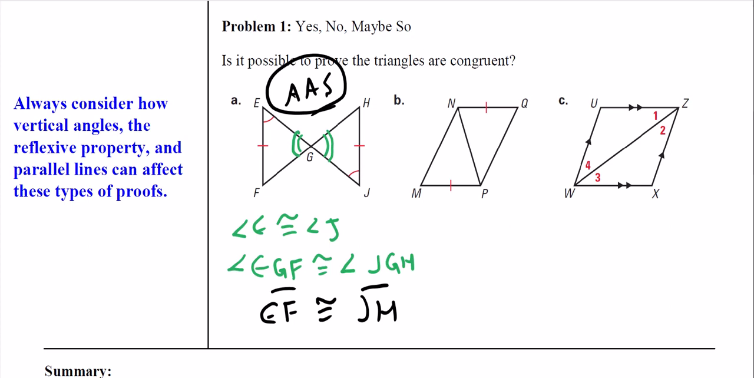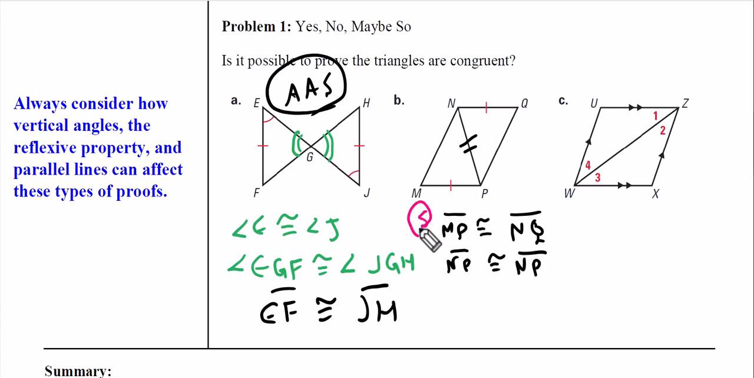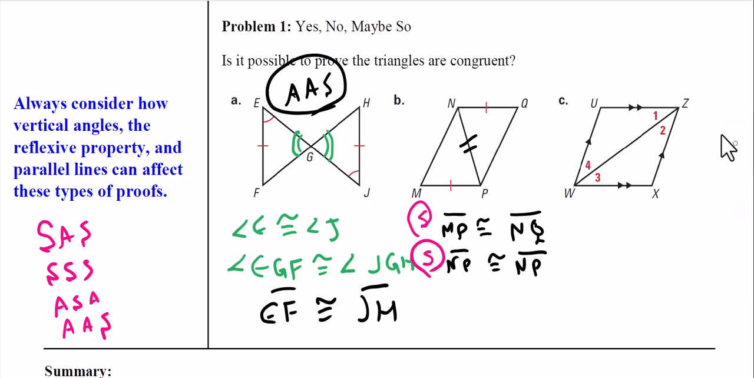Part B. Well, all we have labeled for us is MP is congruent to NQ. And by the reflexive property, we know that NP is congruent to NP. So far, notice that they gave us two pairs of sides. And think about the four options, right? We have SAS, SSS, ASA, and AAS. But look at what they gave us. They already gave us two pairs of sides. I don't have two A's here. So at this point, my only options are maybe the SAS or the SSS.